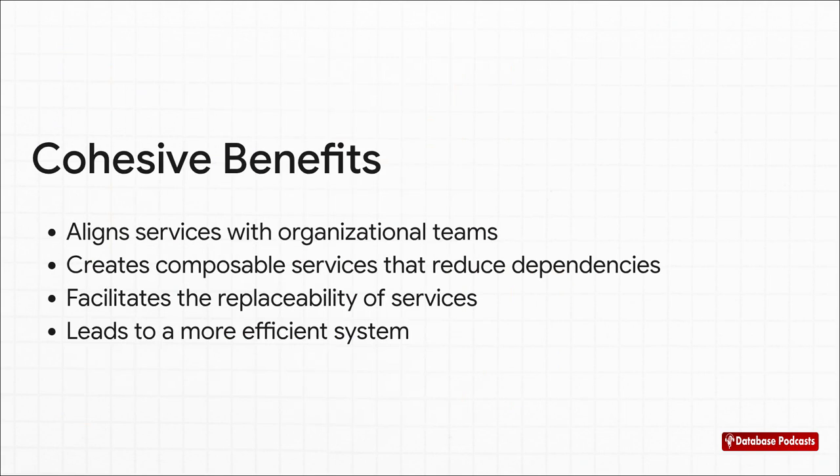And the payoff for this is massive, especially for your organization. You can actually align teams to services, which just slashes dependencies and helps everyone move faster. Your services become easier to combine, and maybe most importantly, they become replaceable. And focusing on replaceability, not just maintenance, is the secret sauce for long-term efficiency and agility.